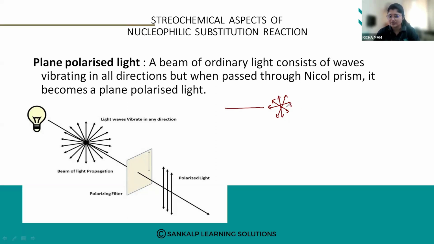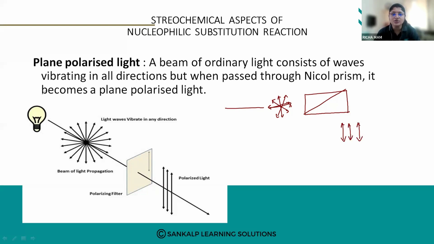Now this vibrating wave, when you pass it through a prism which is called a nickel prism, what will happen? The waves which are vibrating in all the directions become plane polarized. They will all vibrate in only one direction. So this is called plane polarized light.